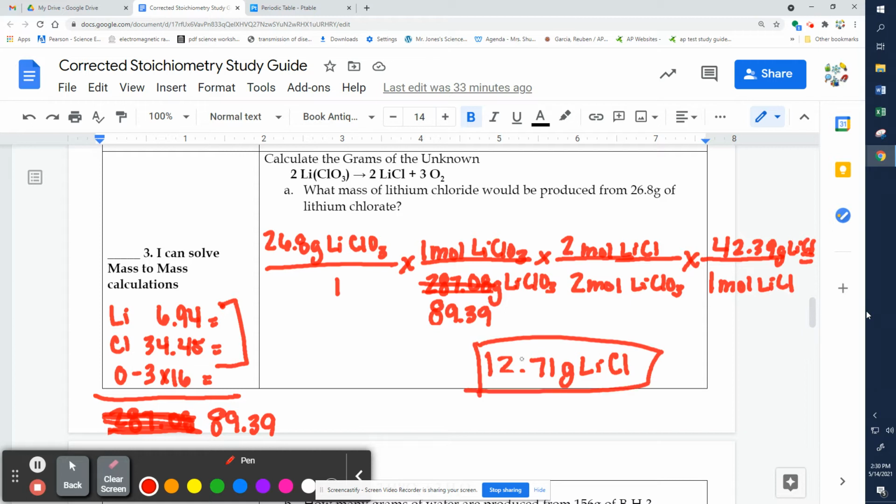Now, in order to get this whole question right, you have to have all of the units on every single problem, on every single part of the problem. You have to show me your answer with units as well.